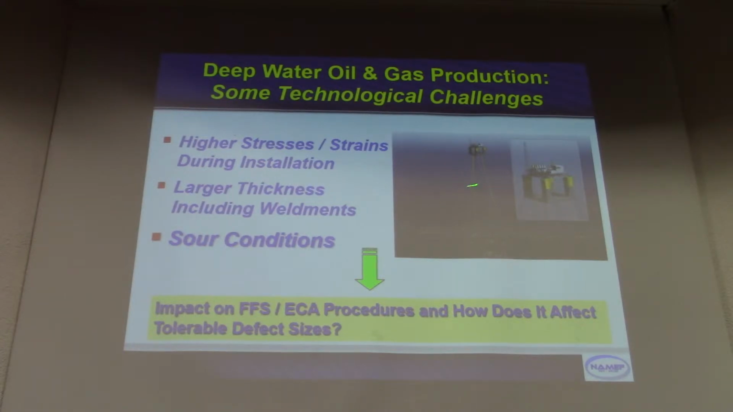So usually you don't have many of those. Consequently, one floating unit has to contain a large array of pipeline risers and submarine pipelines. So we are talking about high stresses and strains during installation. The thickness must be much larger than onshore pipelines because of the water pressure and sour conditions. That's a very big problem now in our oil and gas reservoirs. So the question is then the impact on defect assessment procedures and how it affects the tolerable defect size.